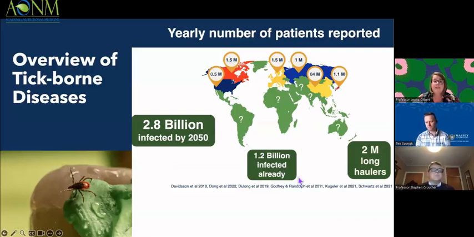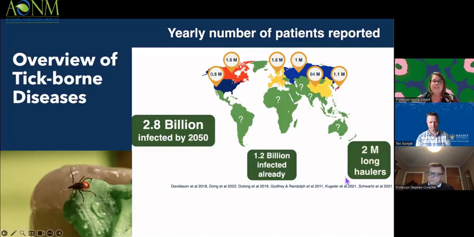And they indicated that we're already reaching 1.2 billion infected people, or people that have seen Borrelia before. So we're actually reaching our target. And this is sad because we need to do better. We need to help these patients because, as reported, we have 2 million people that are suffering from what are considered long-haul or chronic Lyme disease patients.